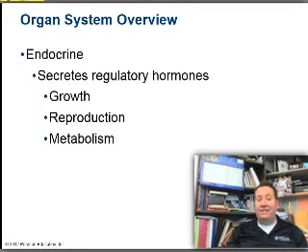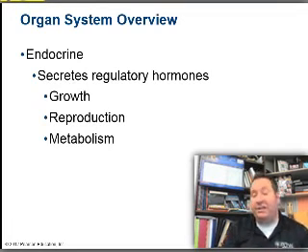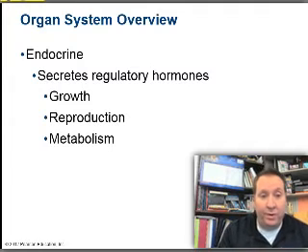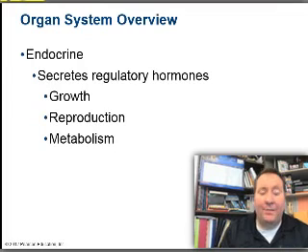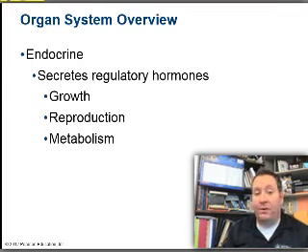whereas the endocrine system, which is another organ system, acts a lot more slowly. It releases what we call hormones, but these hormones are longer lasting. These hormones will last a lot longer than the firing of the electrical impulses which you have to continuously do with the nervous system. So the endocrine system is going to release hormones. These hormones are going to control things like growth, reproduction, and metabolism.